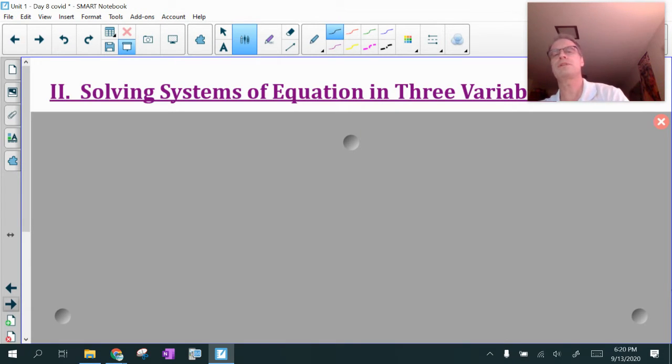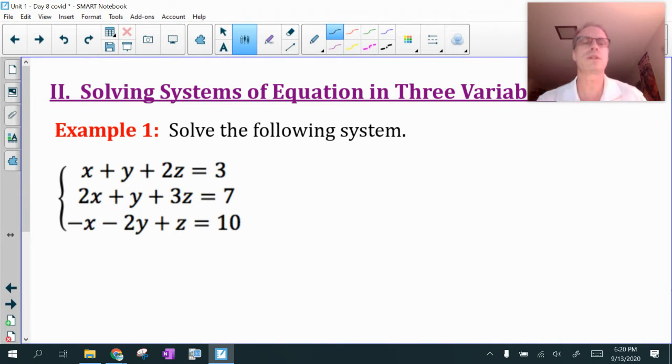So solving the system of equations with three variables. Here is my system. Pause the screen and see where you can get to on this.